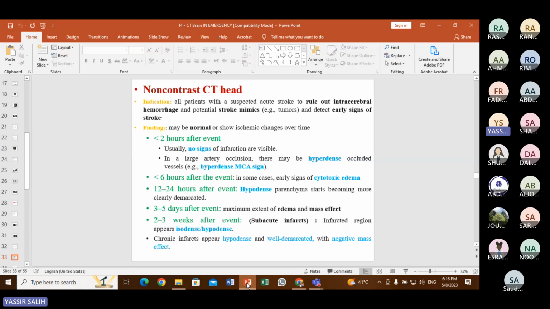After 2 to 3 weeks بتبقى لنا subacute infarction بتكون isodense to hypodense، يعني تكون hypodense or isodense. In chronic infarction بيكون very hypodense، very black، well demarcated with negative mass effect. نجي نوضح الآن negative mass effect by the imaging.